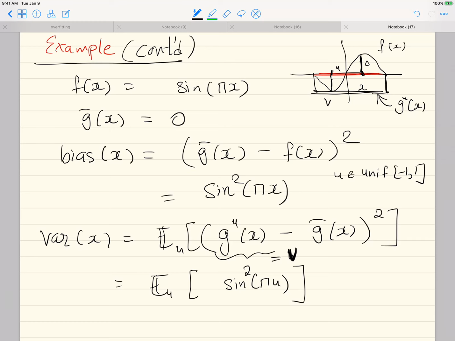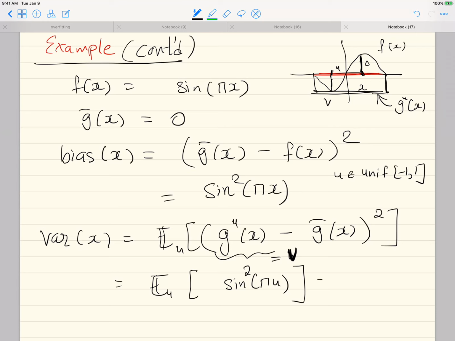But when we compute the variance, we fix x and we take the expectation with respect to our data set. In this case, a data set consists of only one point, (u, v). So the randomness is with respect to u, and u is uniform between -1 and 1. Is that clear? So any idea what this expectation will be? Can anyone do this right away?